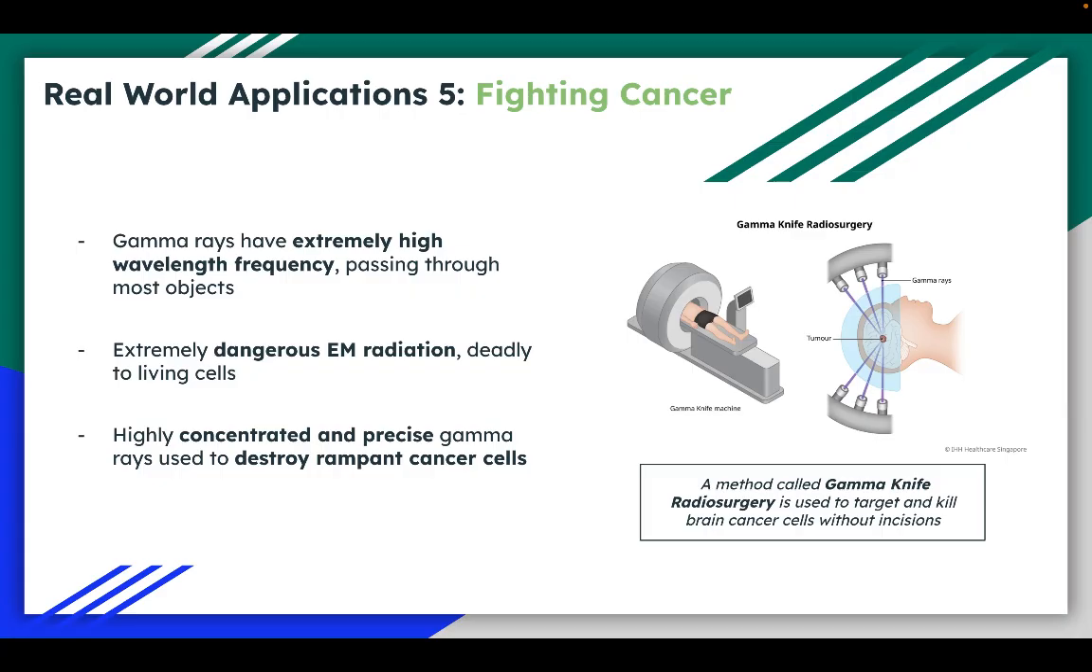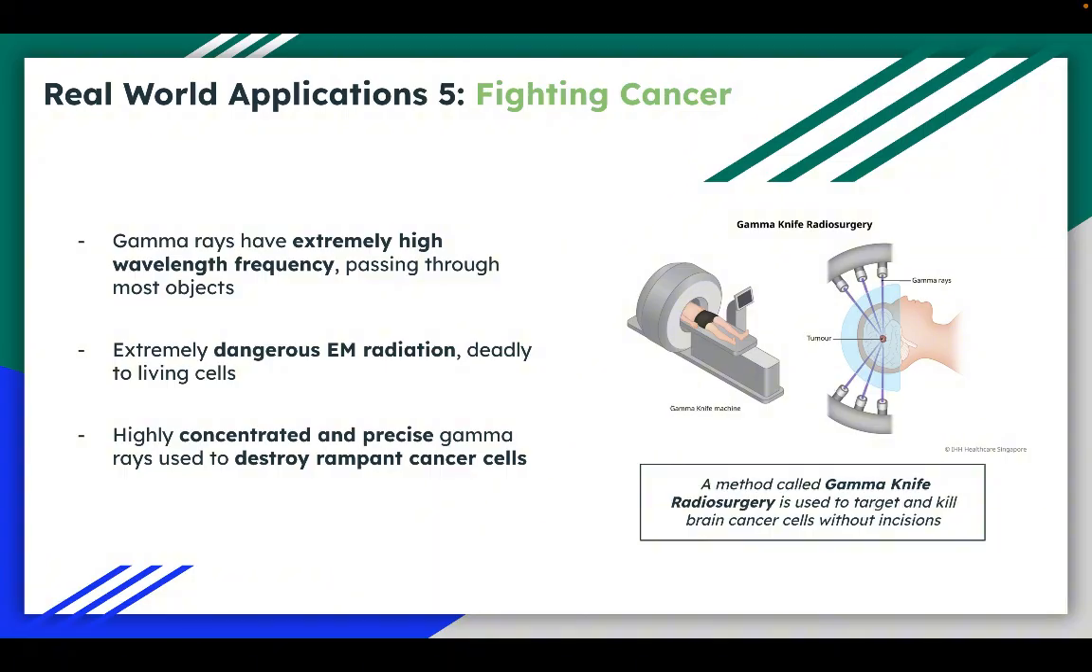Now for our fifth and final application, we're going to talk a little bit about gamma rays and how they are used to fight cancer. Now, gamma rays are the most intense and dangerous side of the electromagnetic spectrum. They have an extremely high frequency and a very, very high energy output. That means that they are extremely dangerous to living cells just in general.